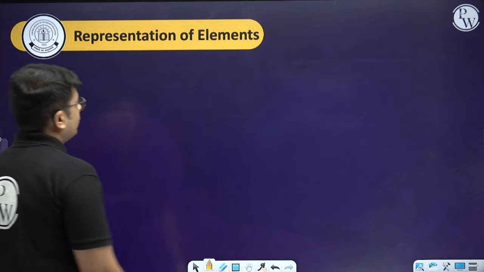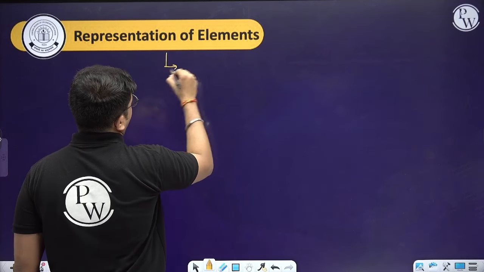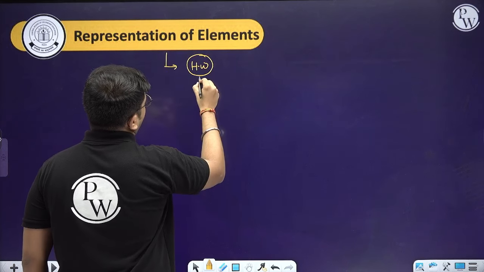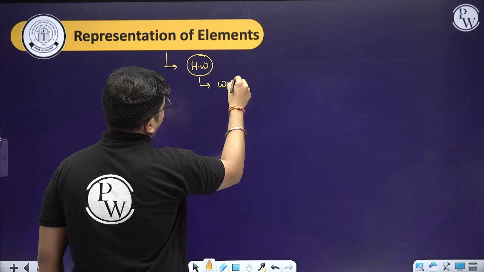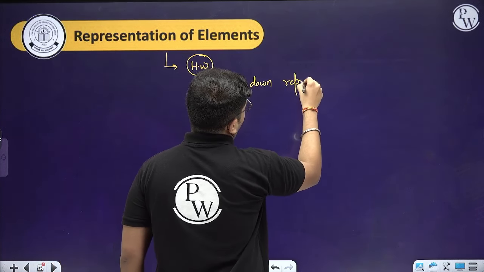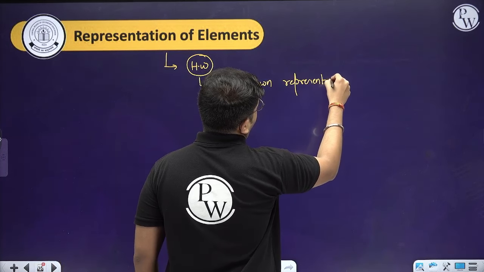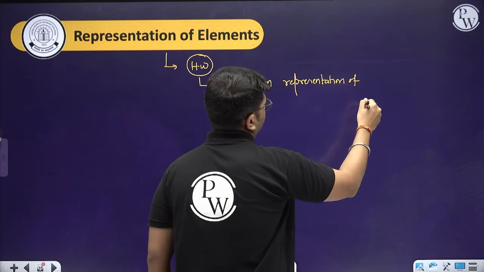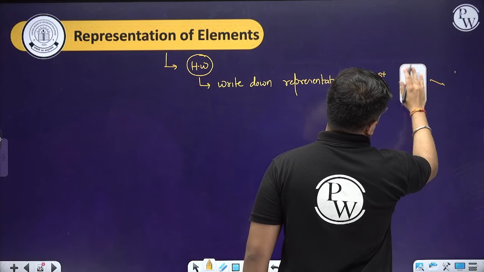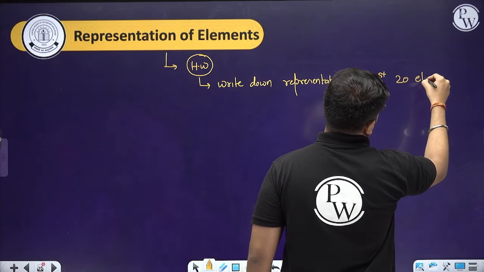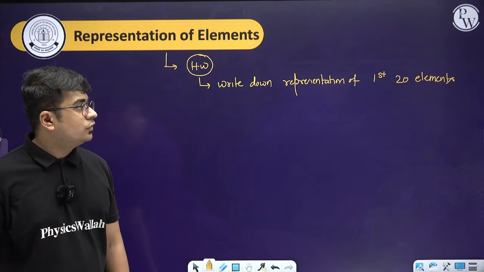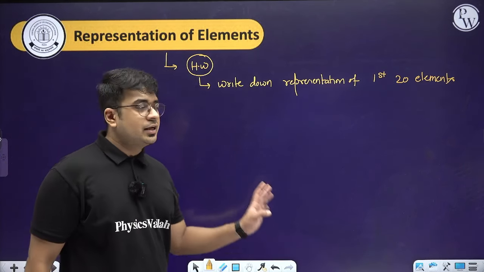Now the time for homework. In the homework, you have to write down the representation of the first 20 elements. Just write down the representation of the first 20 elements. That's it. That is your homework.